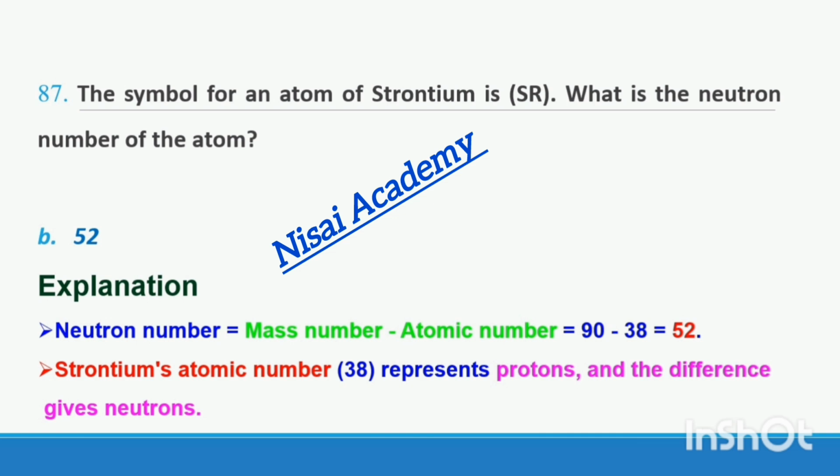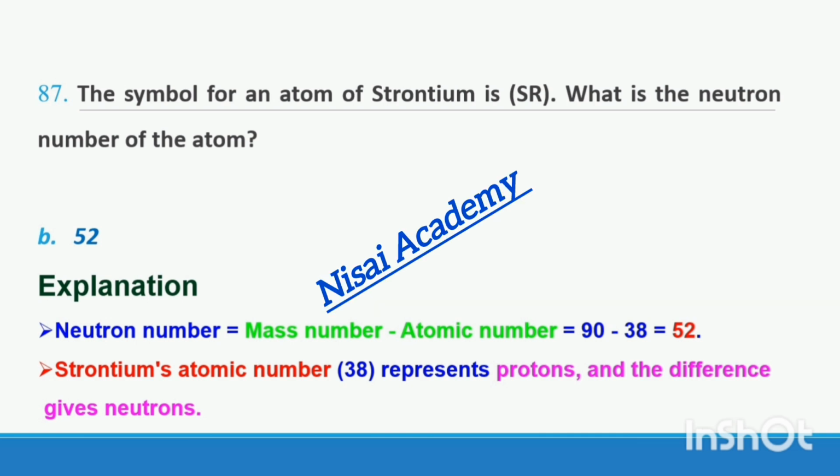The explanation of this question is given here. The neutron number equals the mass number minus the atomic number. The mass number of strontium is 90 and the atomic number of strontium is 38. If we subtract 38 from 90, we get 52. That is the neutron number of strontium.